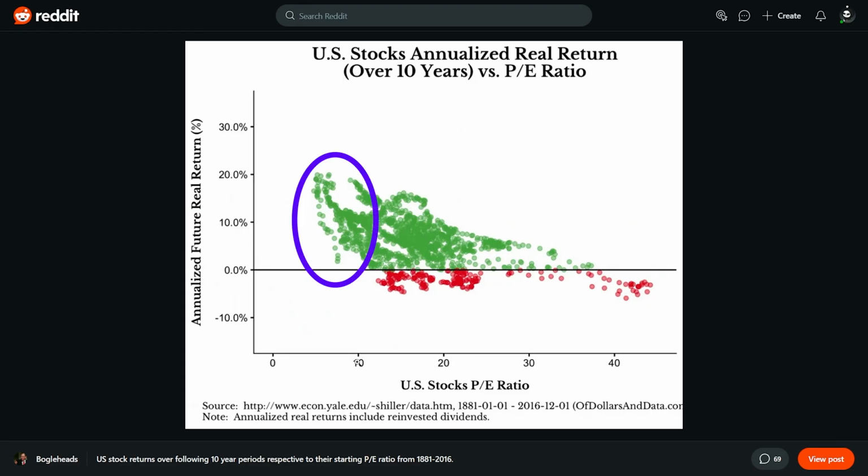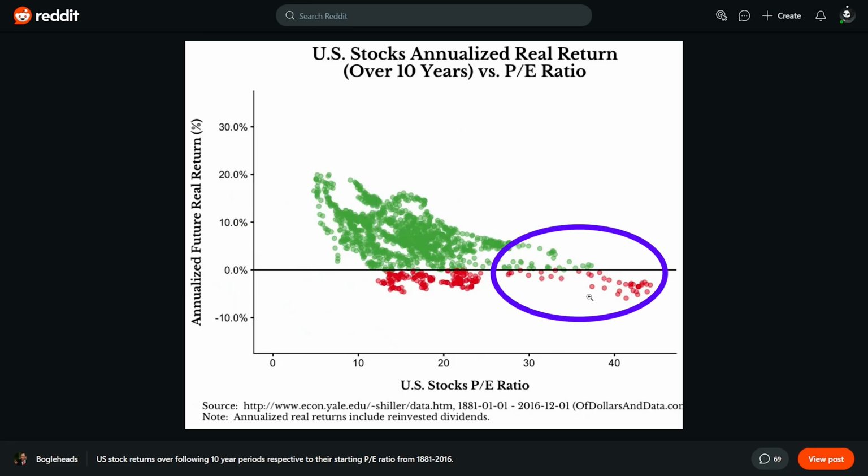For example, when the PE is below 10, this area here, there is a lot of green. It's incredibly green. And basically in this area here, we can even expect a 15% average real annualized return, so adjusted also by inflation. And in this other area here, I mean, yeah, over 40, it's just only red. Now we are at 31, so here, I mean, yeah, we have to be cautious.